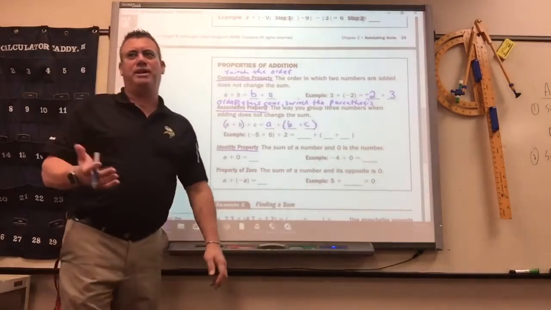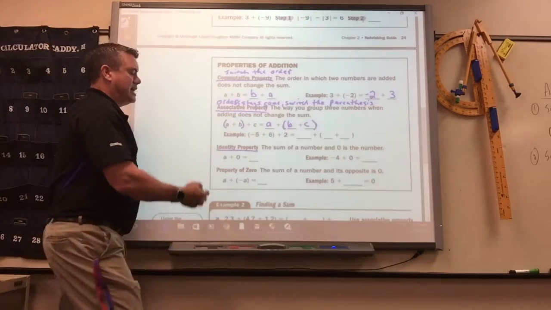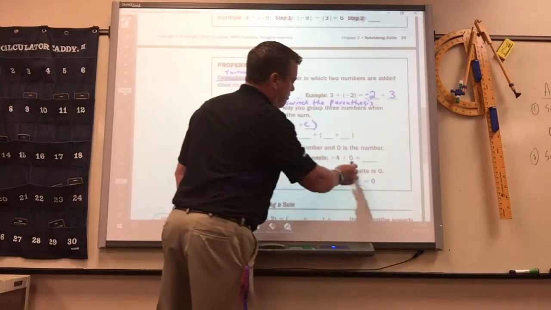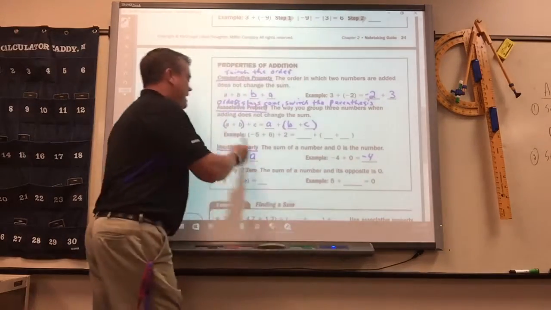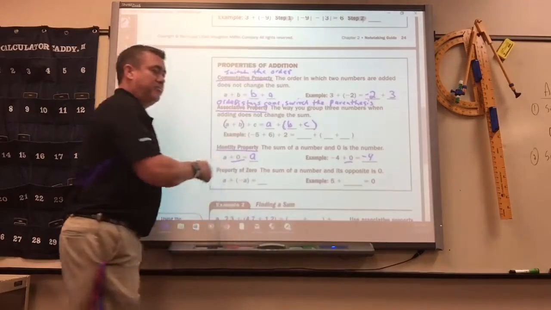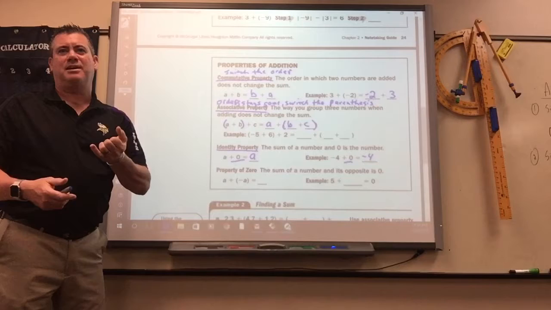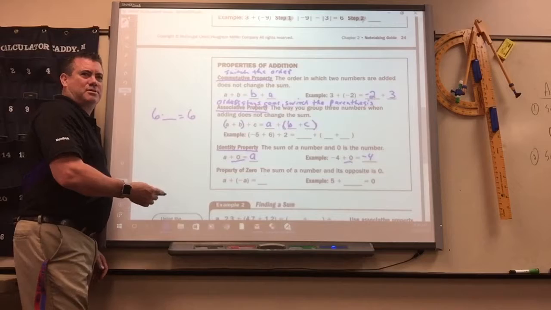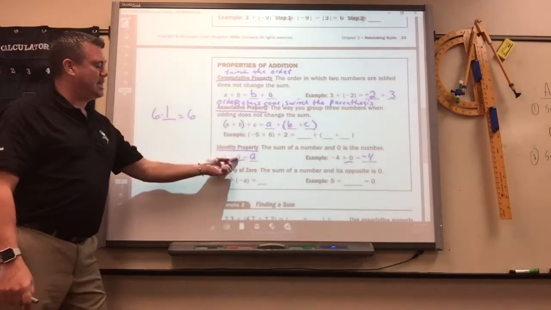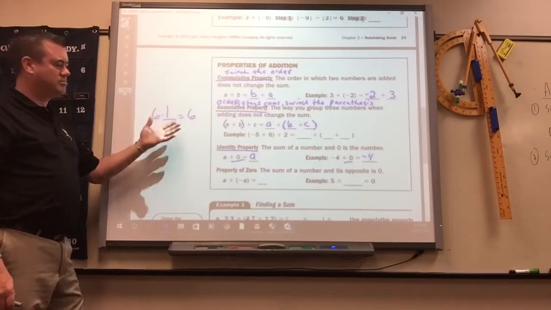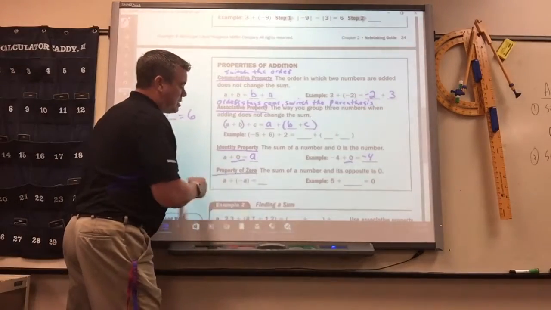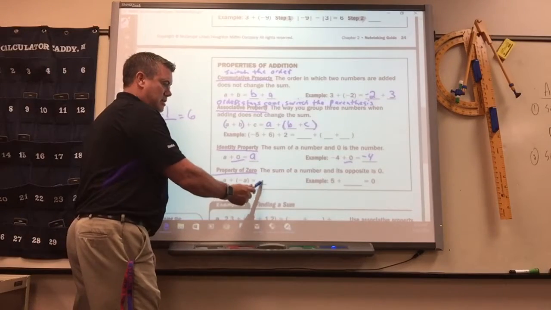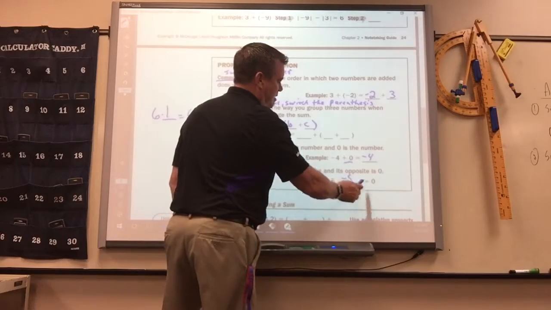Identity. Like your identity is who you are. A number's identity is what it is. A plus 0 is A. Negative 4 plus 0 is negative 4. So the identity property is you just add 0 to it. When we get to the multiplication identity, 6 times what stays 6? 6 times 1. So the additive identity is 0, the multiplicative identity is 1. And then property of 0 is just opposites. If you add opposites, you get 0. 5 plus negative 5 is 0.